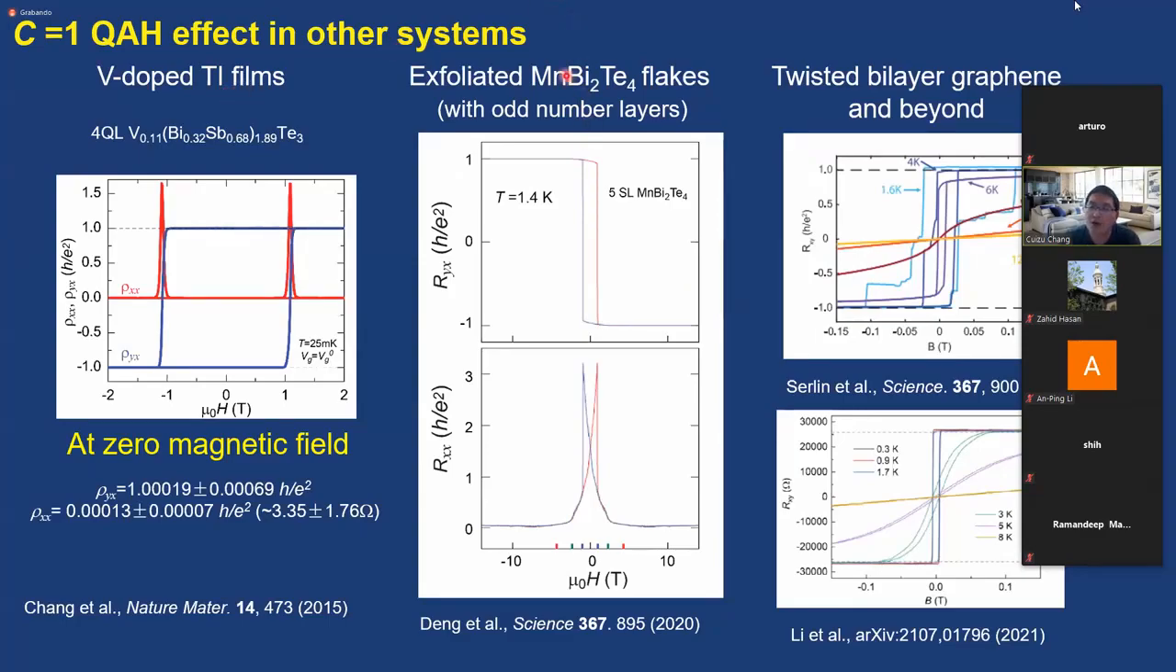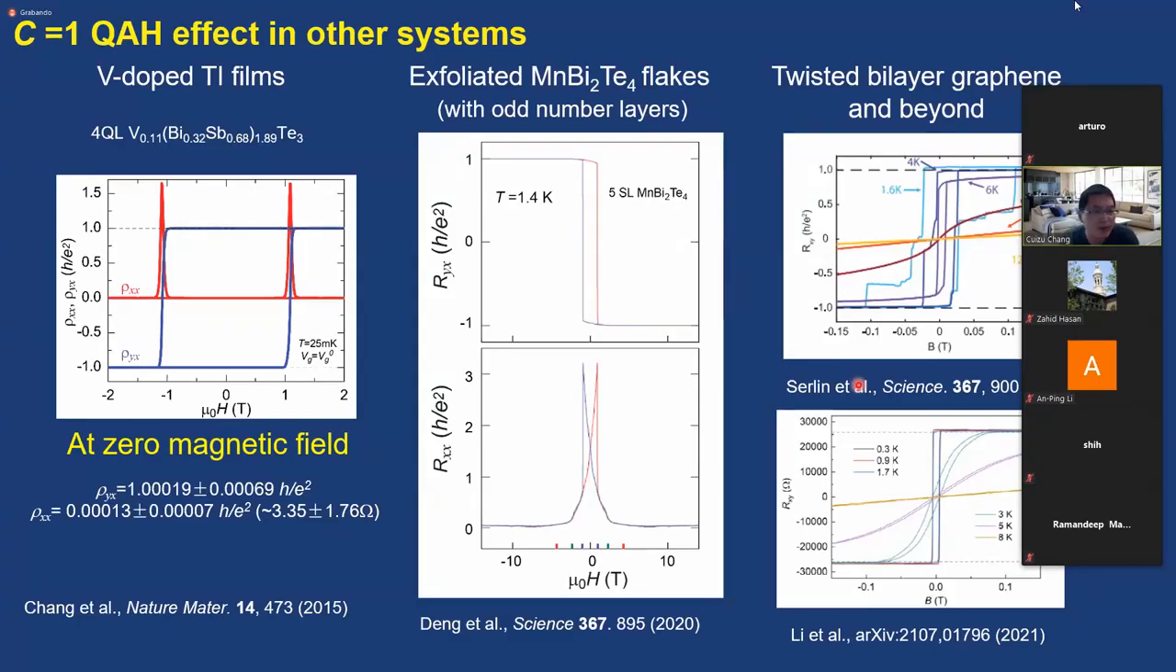Also, in exfoliated manganese bismuth telluride MnBi2Te4 flakes with odd-number layers, and more in the past 2 years, the C equals 1 quantum anomalous Hall effect at zero magnetic field was also realized in twisted bilayer graphene, and in AB-stacked MoTe2 and WSe2 bilayer structures.